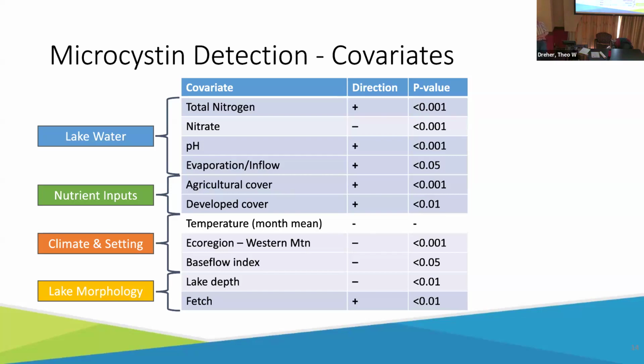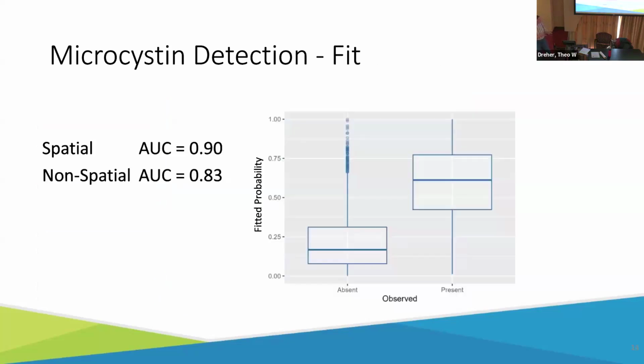Also, base flow index appears here. So this gives us a sense of how much water you have coming into the lake on a regular basis without accounting for storm flows. And so if you have really high base flow conditions in a lake, that tends to be a lower risk for microcystin. And then a couple of factors, depth, also negative, and fetch, which is a positive relationship. So that gives you a sense of the array of things that across the US are leading to these patterns. How well did we do?